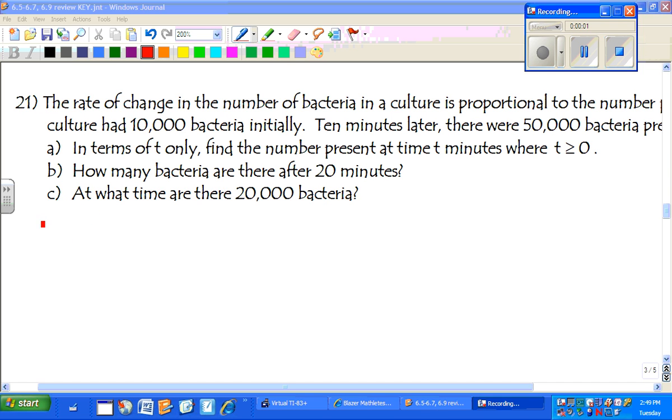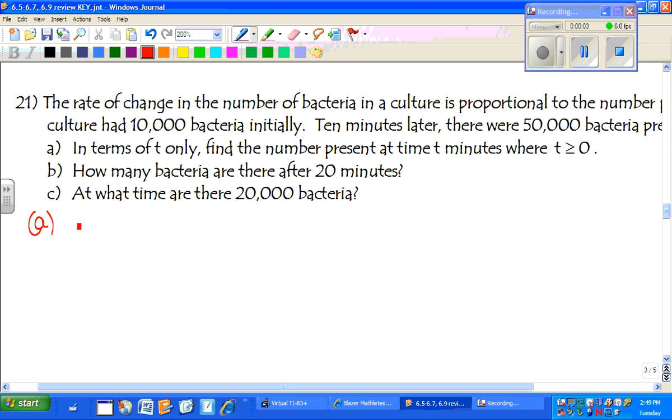Number 21, for part A, we're trying to find an equation in the form y equals a times e to the kt to show this growth of the bacterium. A is the starting amount, t is the time, and y is the ending amount. So in this example, we start off with 10,000 bacteria, and after 10 minutes we have 50,000. So we have 10,000 e to the 10k. K is a constant that we're trying to solve for in order to write our equation.